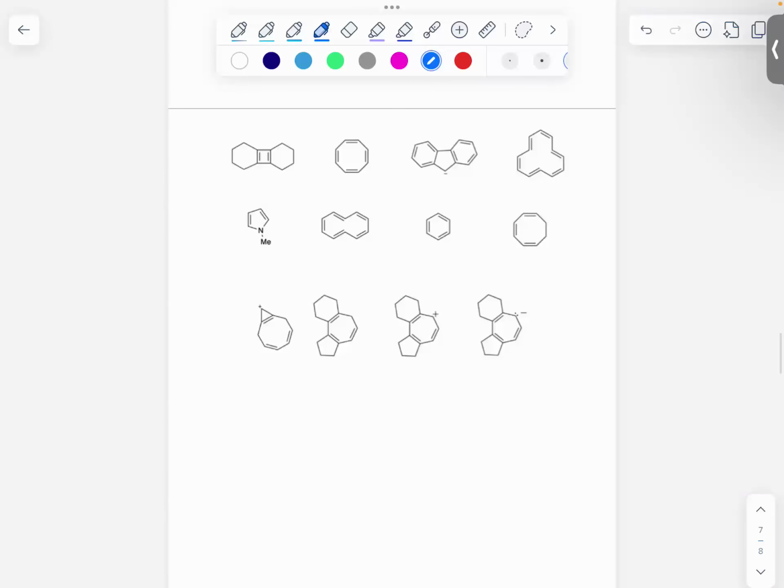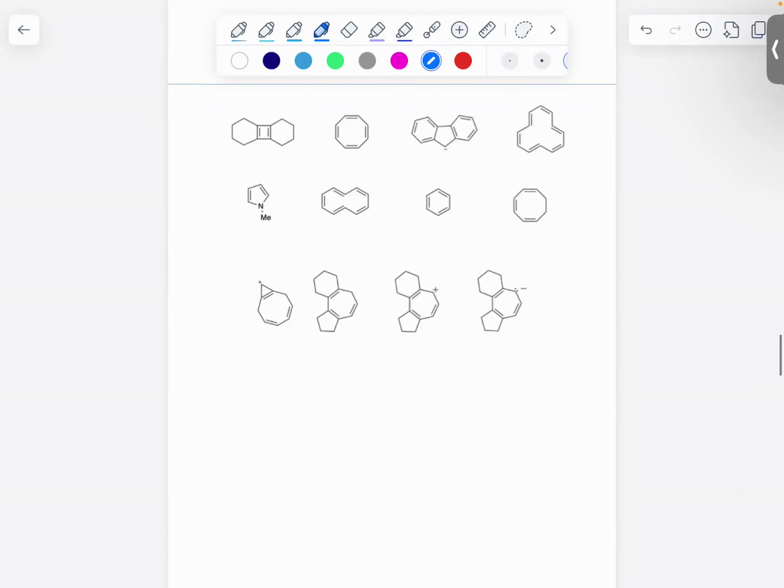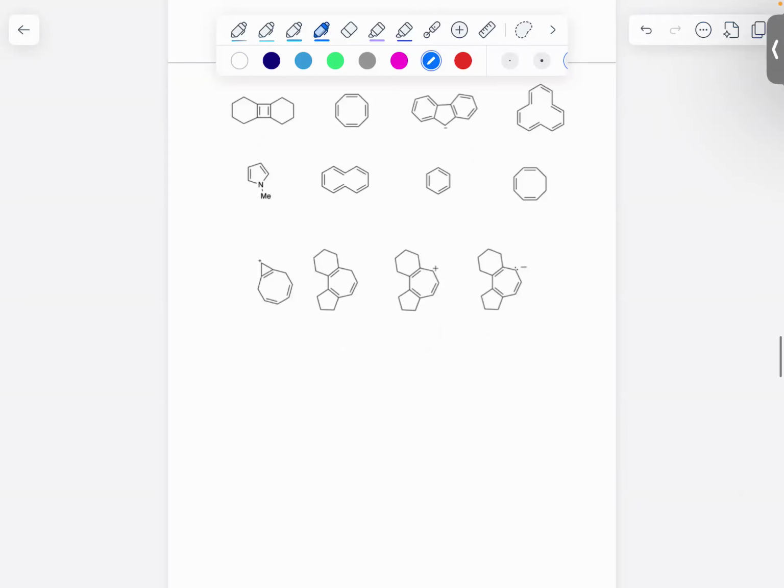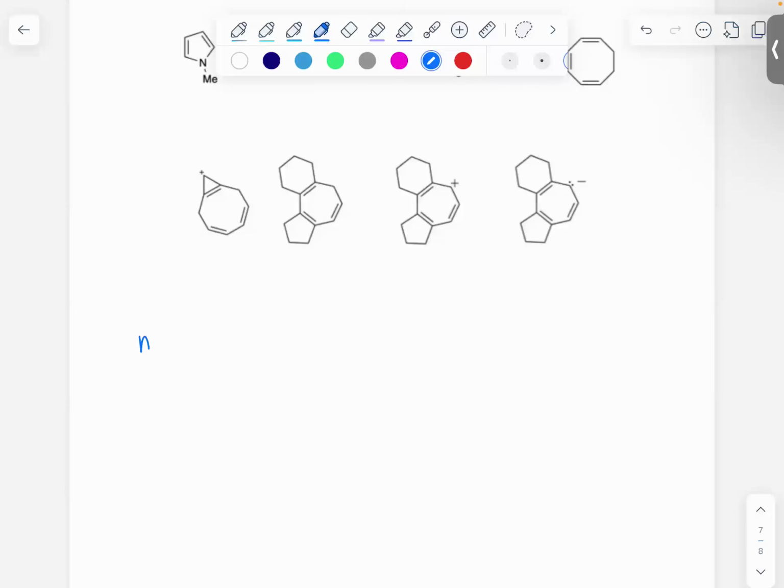I'm going to do aromaticity next. There's a flow chart that we can follow when approaching the question of aromaticity. And the first question is: is it a conjugated system? Can anyone tell me what I mean when I say that?